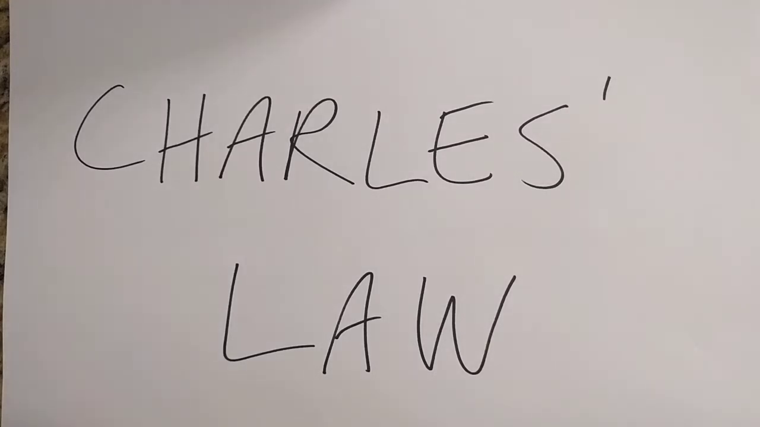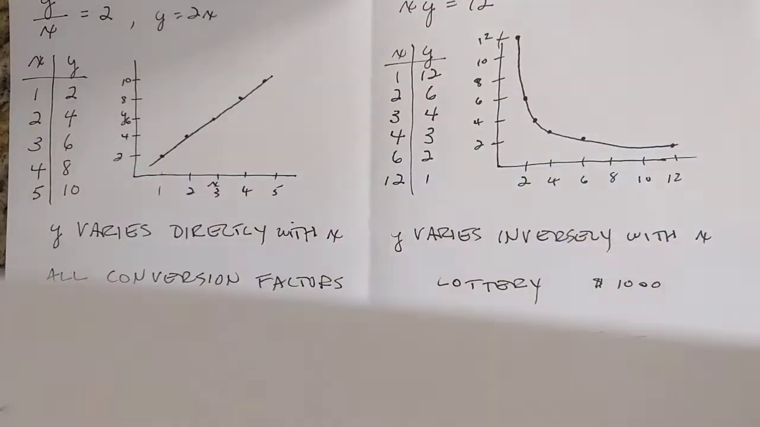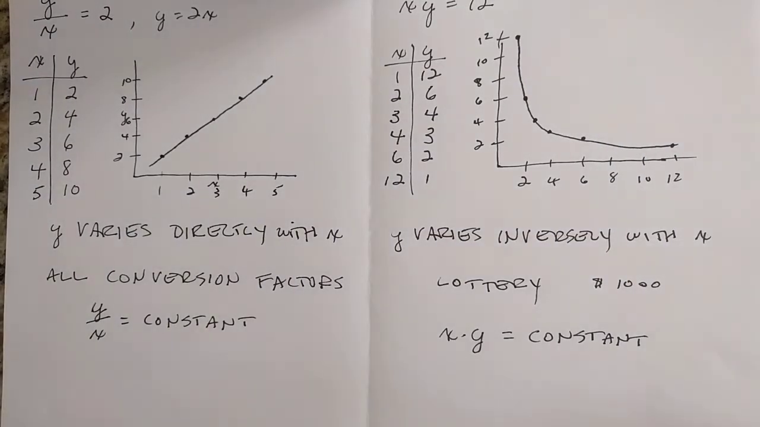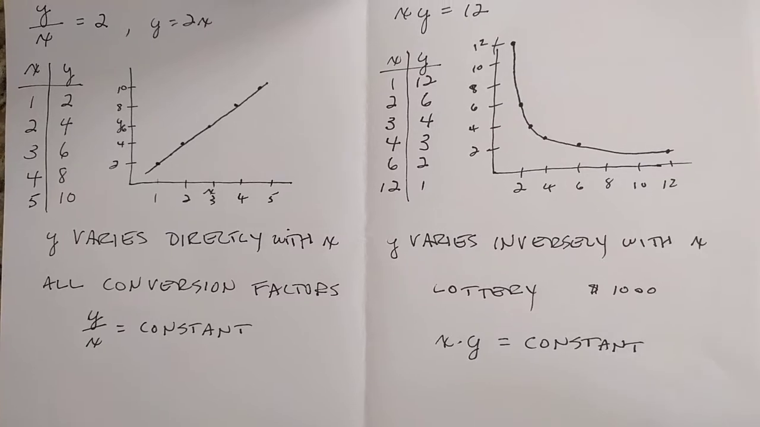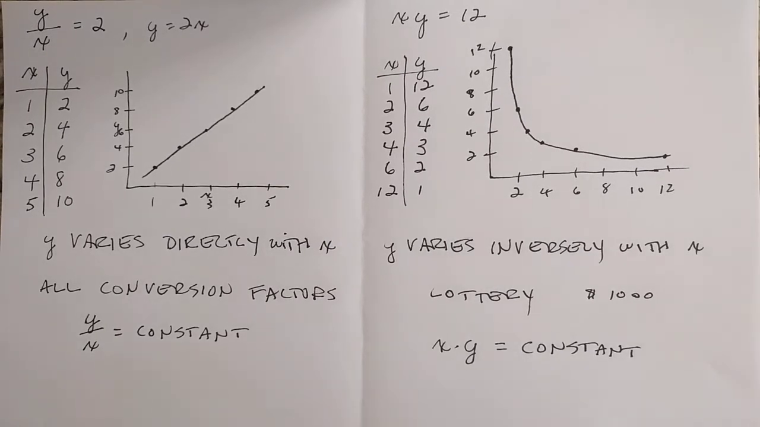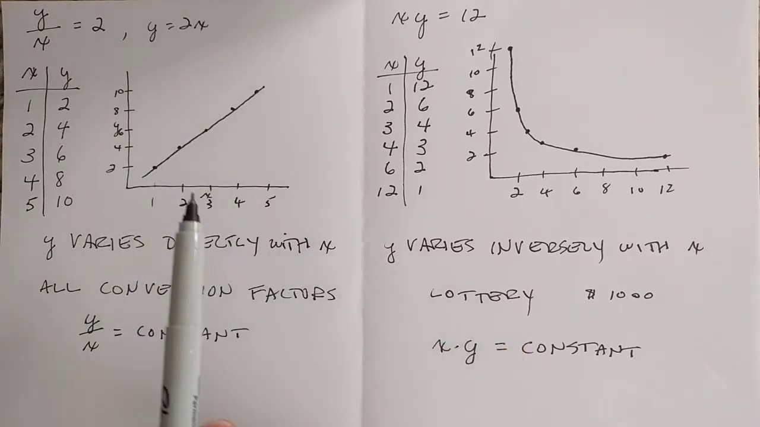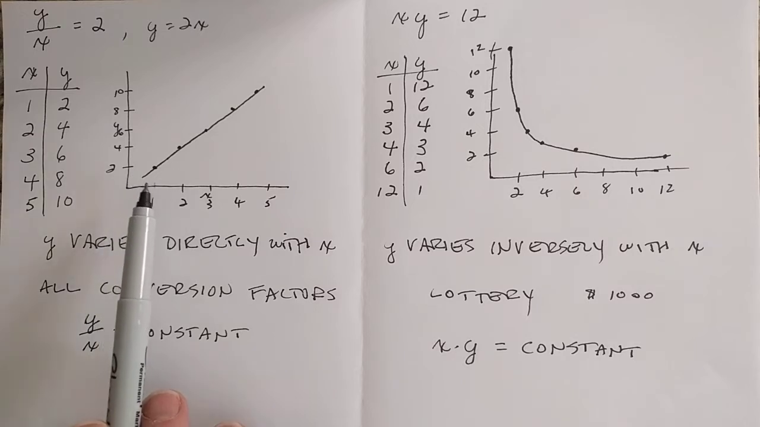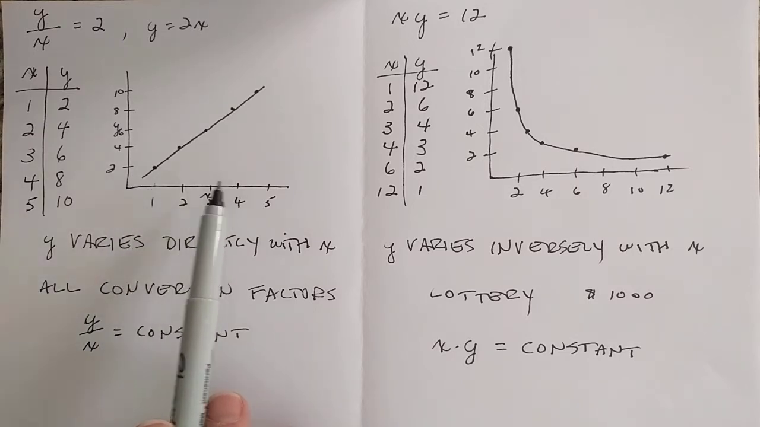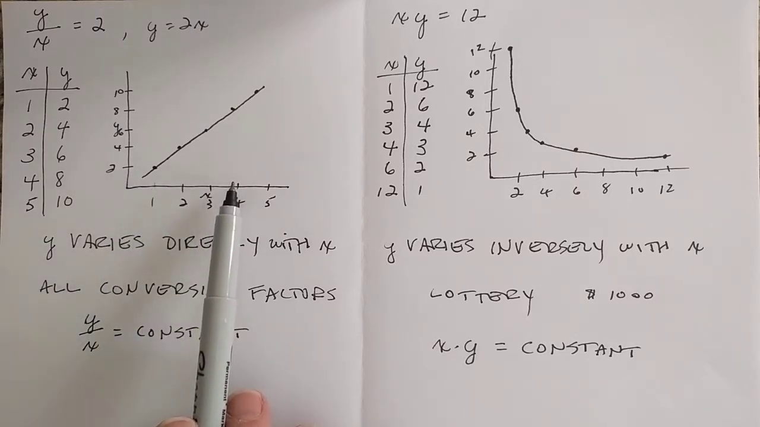This lesson is on Charles's law. Before we get to that, we're just going to review what we did before with our two different types of graphs. When we have two variables that divide to equal a constant, then we get a straight line graph. When our x is small, our y is small, and as x gets larger, y gets larger.